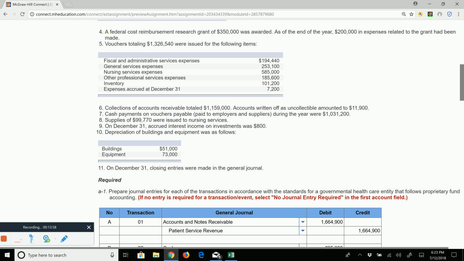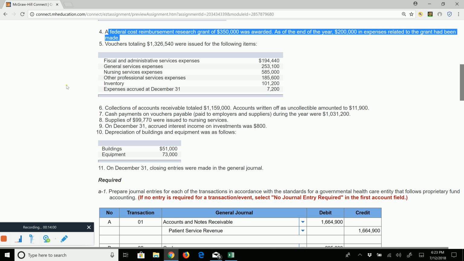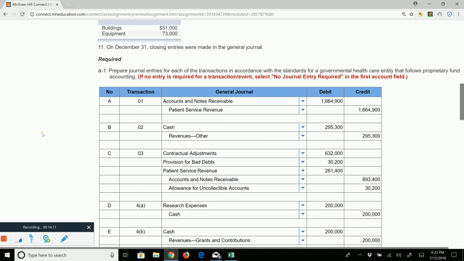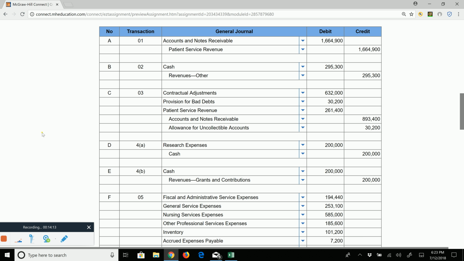Number 4, a federal cost reimbursement research grant of $350 was awarded. As of the end of the year, $200 in expenses related to the grant have been made. All right, so since it is a public healthcare organization, we cannot record revenue until we actually do the work that's covered underneath the grant, which is very different than a private. Private, we'd be able to record the full $350 as a contribution up front. But here we don't. 2-step process.